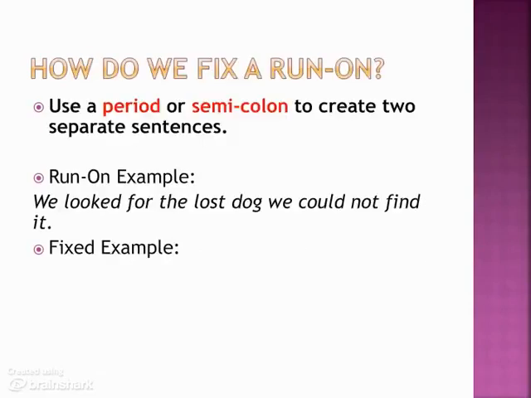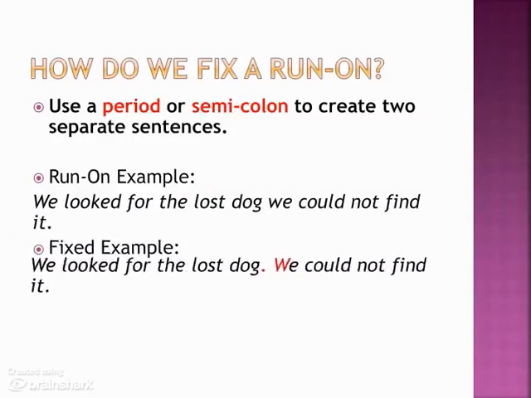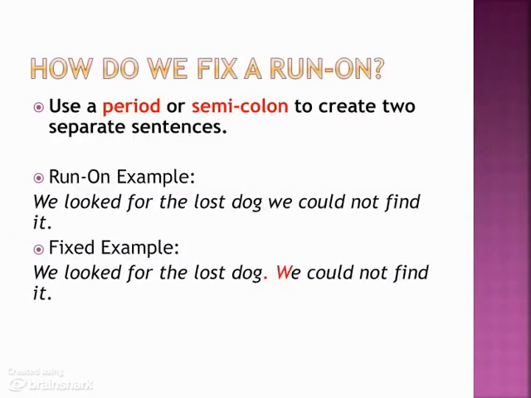Here's another way we fix a run-on. You use a period or a semicolon to create two separate sentences. Let's look at the example. We looked for the lost dog, we could not find it. Here's how we fix it with a period. We looked for the lost dog, period. We capitalized the word we: We could not find it.